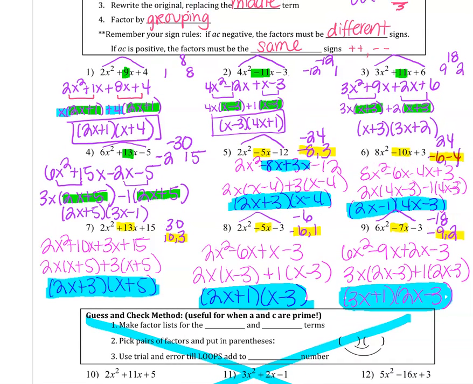All right, that concludes our factor by grouping or AC method factoring with trinomials where A is greater than 1. So I'm going to stop the video now. Good luck on the homework.